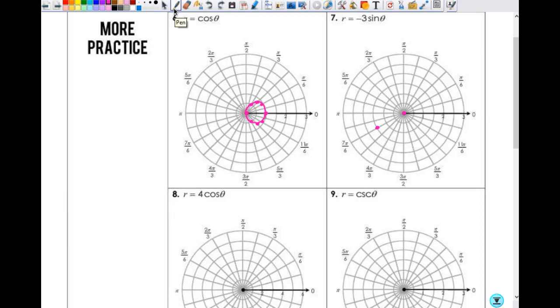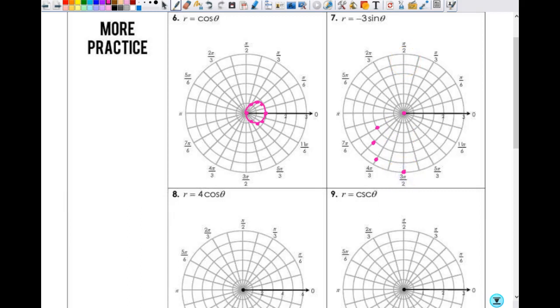All right. So then when I'm at pi fourths, sine is the square root of 2 over 2, which is about 0.7, times a negative 3 is about negative 2.1. Then I go to pi thirds. Sine is going to be square root of 3 over 2, which is about 0.9, times negative 3 is going to be negative 2.7, which is about right there. And then pi halves, sine is 1 times a negative 3 gives me a negative 3.